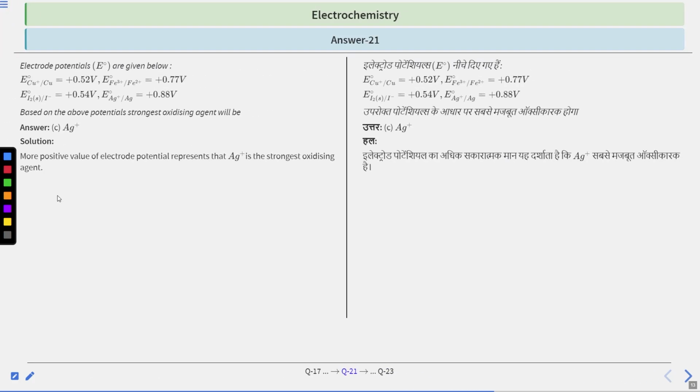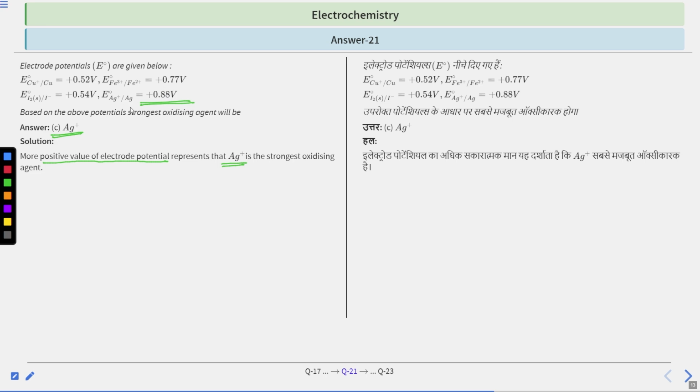Okay. So option C is the correct answer, that is Ag positive. Again, the same concept we use here also, that the more positive the value of electrode potential, the stronger the oxidizing agent. Ag positive is the strongest oxidizing agent, because you can see here that Ag positive has the largest among all the given electrode potential values, which is 0.88. Hence this will be representing the strongest oxidizing agent.